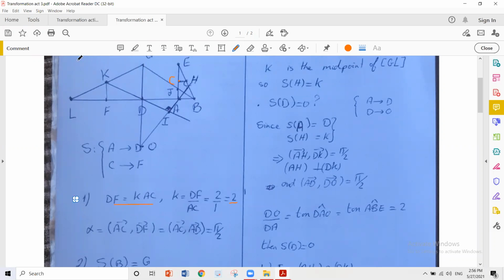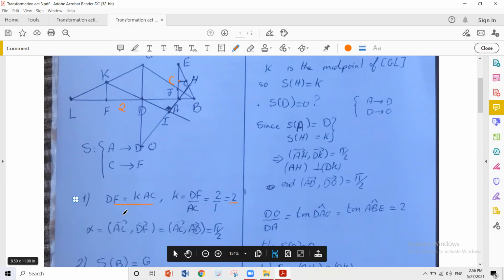To find the ratio, I have a direct plane similitude, A onto D, C onto F. I need to calculate the ratio. DF equals K times AC, so K equals DF over AC. DF is given as 2, AC is given as 1. 2 over 1 is 2.